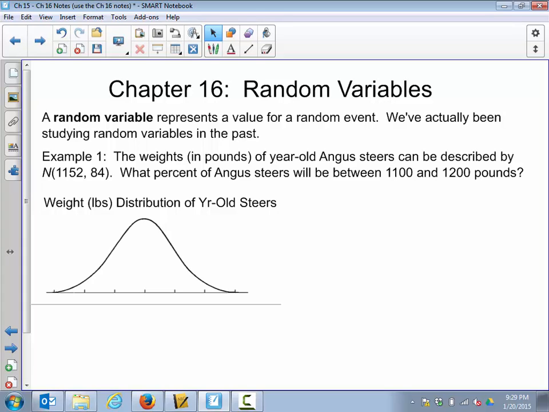Okay, so what I want to start with is convincing you that on some level you've worked with a random variable before. You didn't know you were doing it, but you've done it. A random variable represents a value for a random event. We've actually been studying random variables in the past. In example 1 here, the weights in pounds of year-old Angus steers can be described by this normal model, with 1152 being the mean and 84 being your standard deviation. What percent of Angus steers will be between 1100 and 1200 pounds?